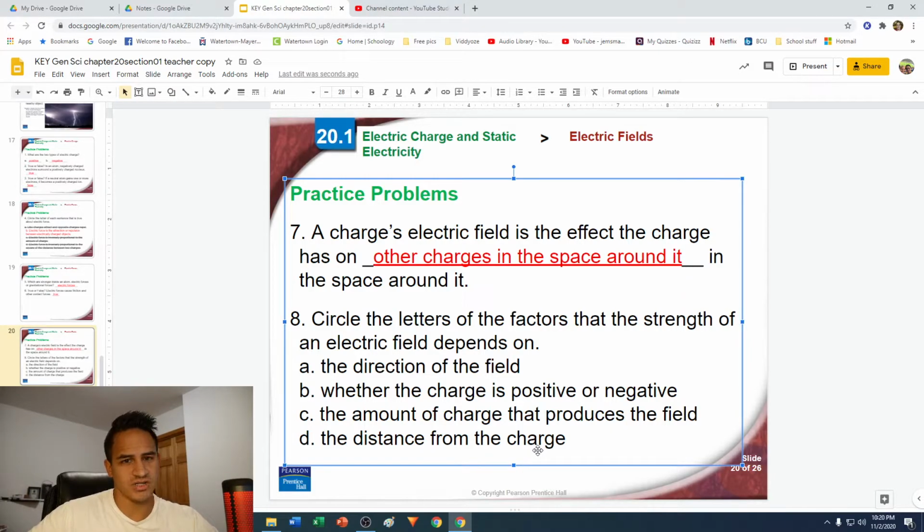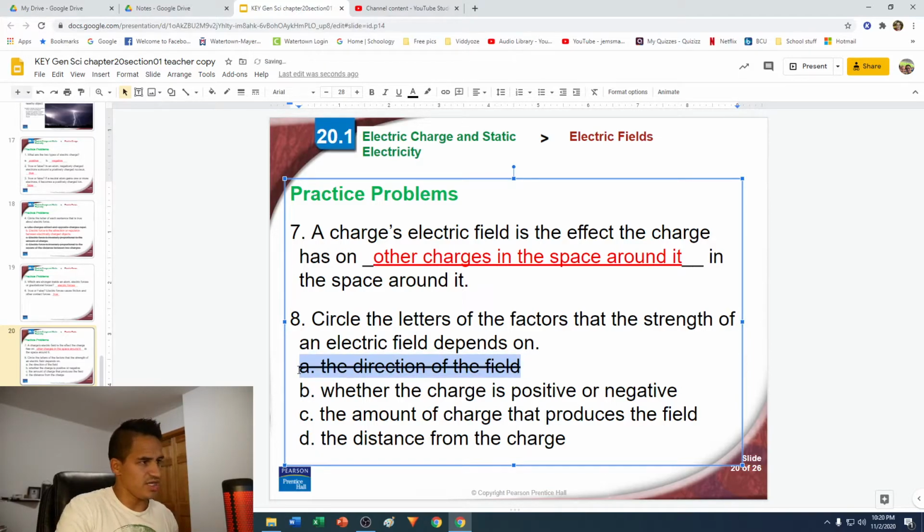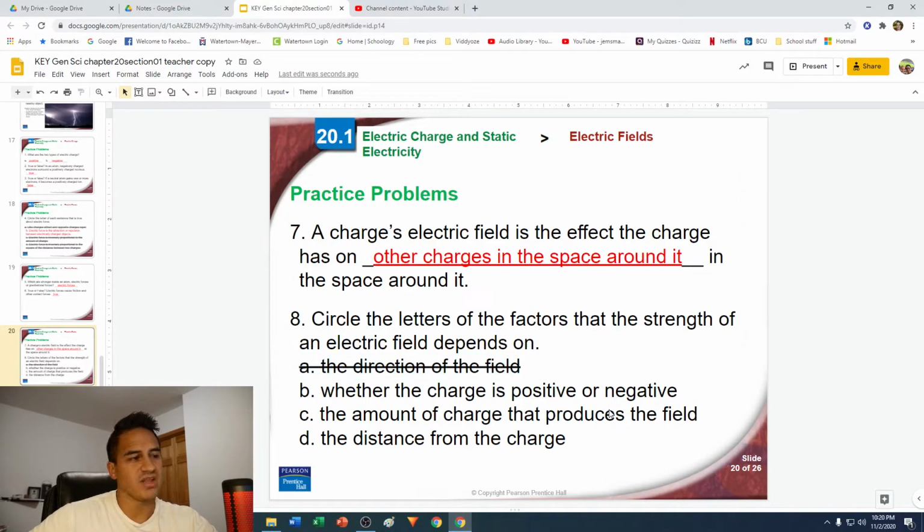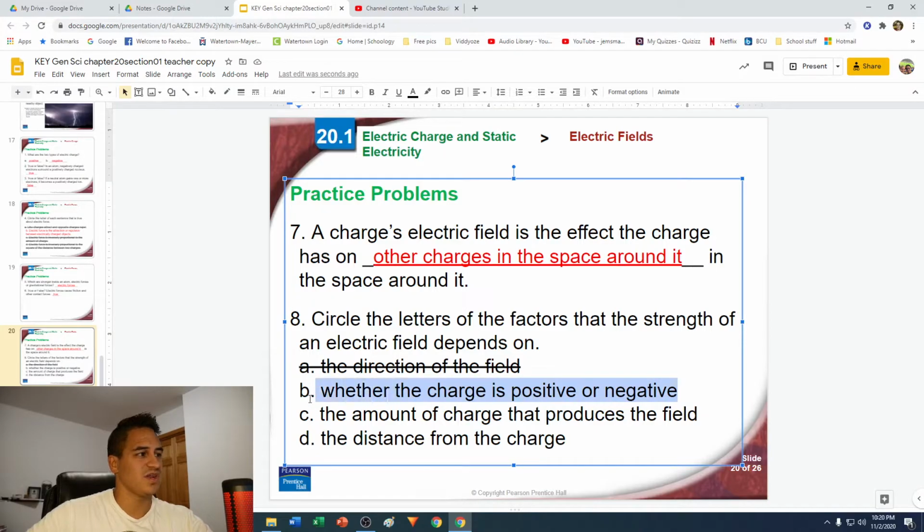So letter A, the direction of the field. So whether it's pointing away or pulling in, will that have any effect on how strong it is? No. That just tells you what direction it's going in. It has nothing to do with strength. Letter B, whether the charge is positive or negative. That does indicate which direction the field will go in, whether it's pulling charges in or pushing them away, but it doesn't have any impact on how strong the field is. So that is also not one that we care about.